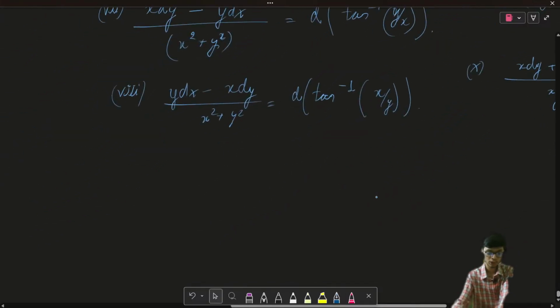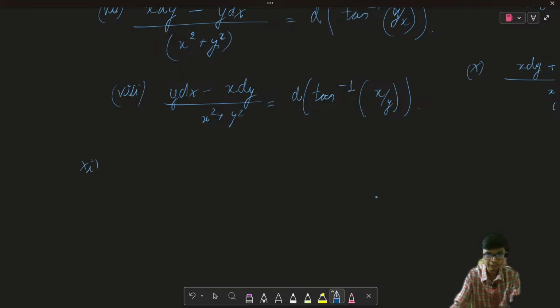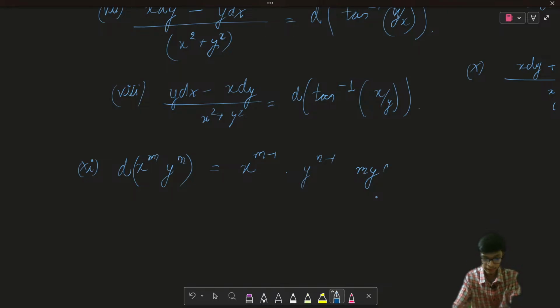Similarly, the last two forms that I feel are also quite useful: if I have x to the power m into y to the power n, that can be given as x to the power m minus 1 into y to the power n minus 1 times (my dx plus nx dy), okay, nx dy.